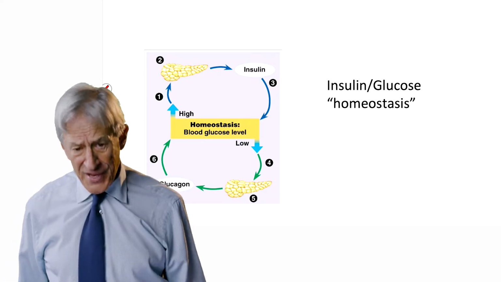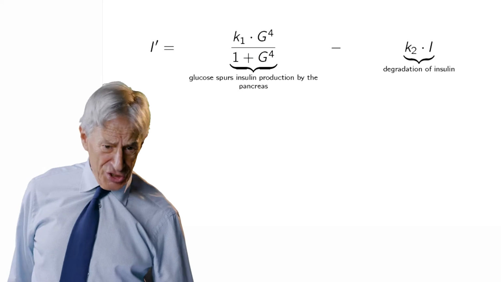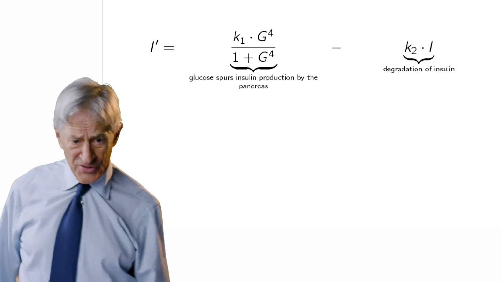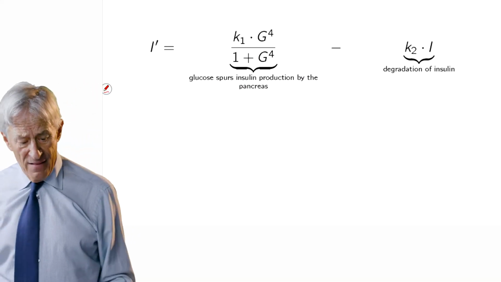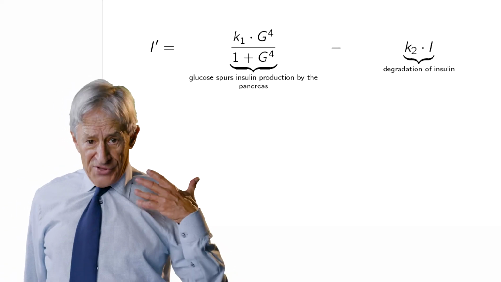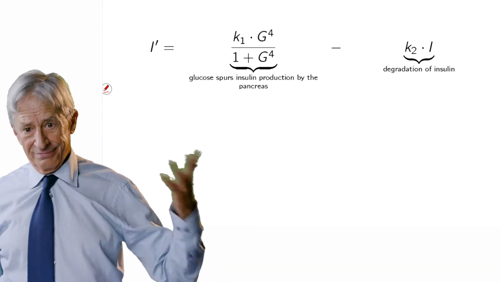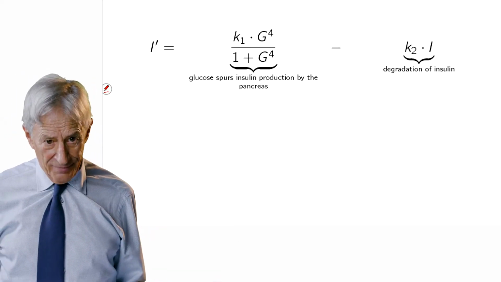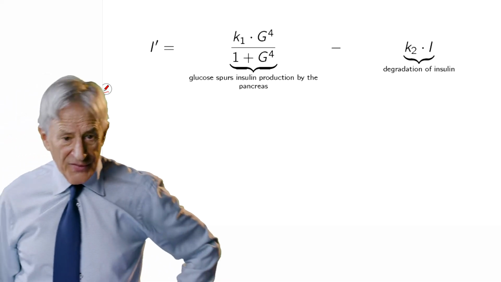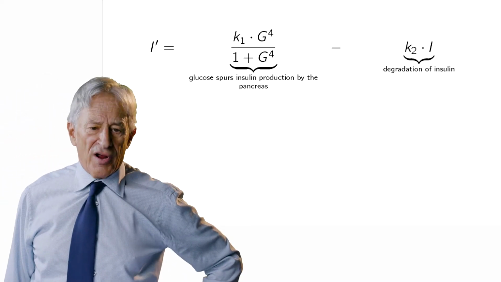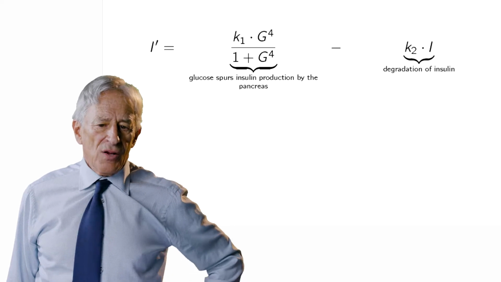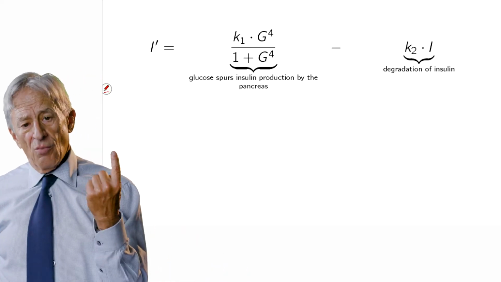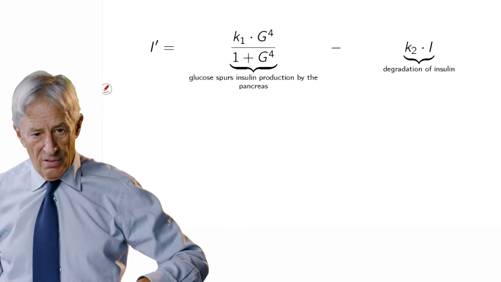So we have two state variables, I and G, for insulin and glucose. And we start to make terms in the model. So let's look at the insulin I prime equation. What makes I go up? What makes I go down?